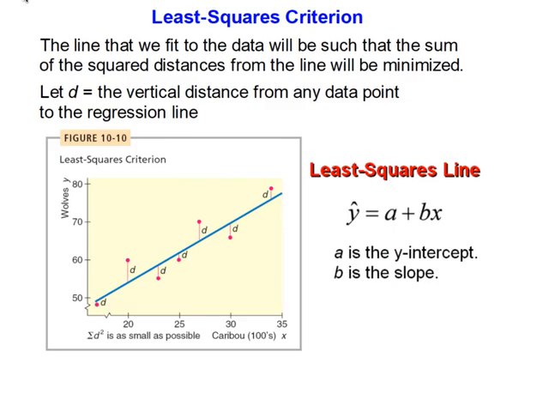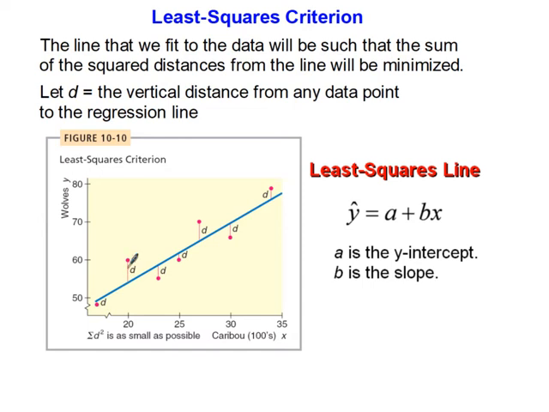So here we go. Least squares criteria. The line that we fit to the data will be such that the sum of the squared distances from the line will be minimized. Let D equal the vertical distance from any point on the regression line. So here's some data. We have a blue line that was the line of best fit. It's the best possible line because it took these plotted pink, fuchsia dots, and calculated the vertical distance from that point to a potential line, and there's your D.